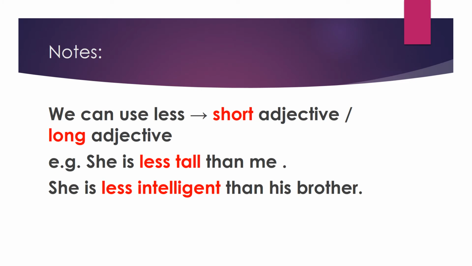We should know that we can use less with a short adjective or a long adjective. I can say, she is less tall than me. Here, tall is a short adjective, and I could use less before it. And I can say, she is less intelligent than his brother. Here, intelligent is a long adjective and I could use less before it.